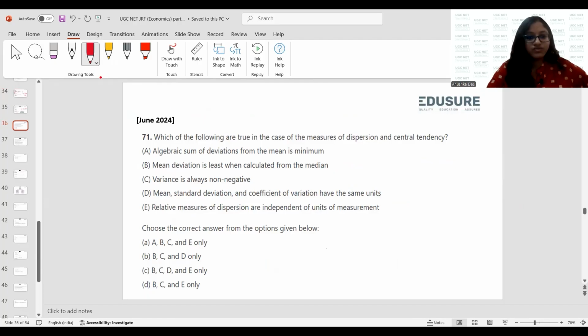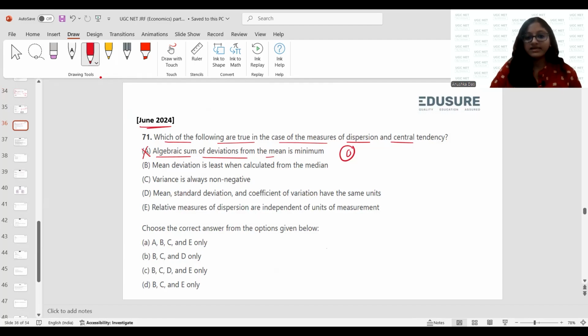Okay. Now let's move to the June 2014 paper. It's again a question from dispersion and central tendency, a descriptive statistics question. It says which of the following are true in case of measures of dispersion and central tendency. The first option says the algebraic sum of deviations from the mean is minimum. We know the algebraic sum of deviations from the mean is always 0, but whether it is minimum or not, we don't usually prove this kind of thing, so we can consider it to be wrong.